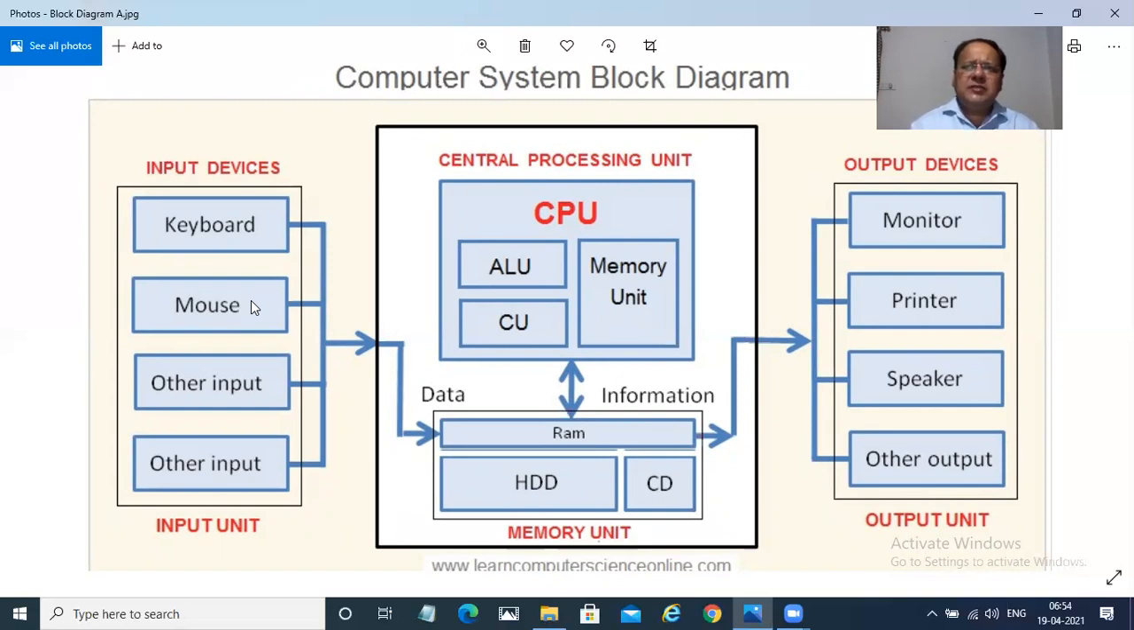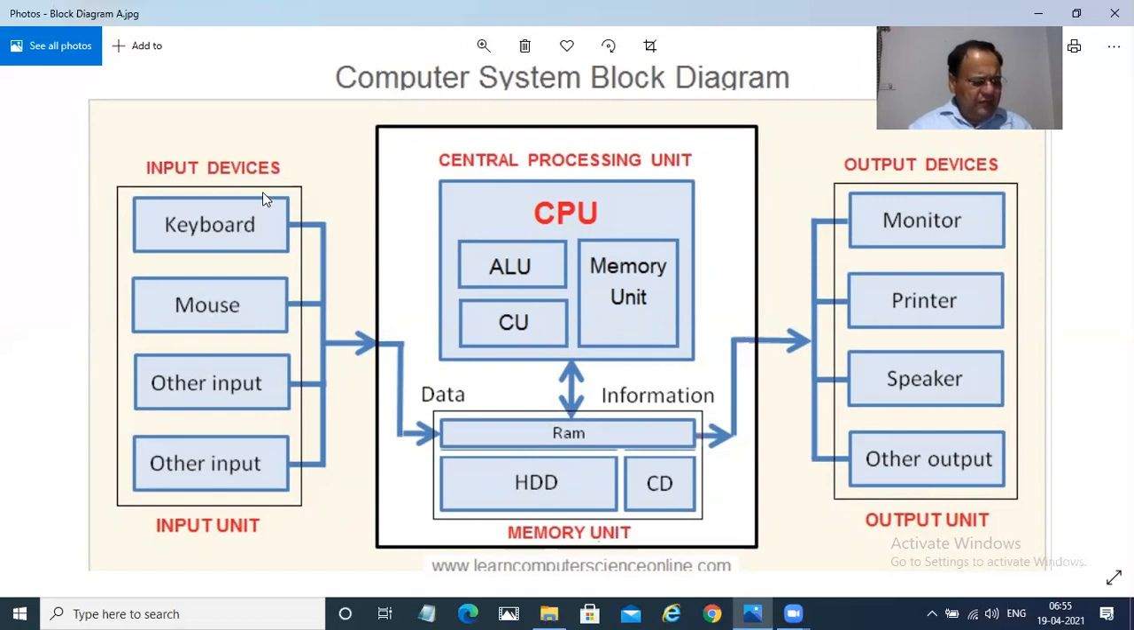Please open your 6th class book, and on the very first page, that is page number 2, you will find this block diagram. I'm talking about the 6th class book, and this is also present in your 5th class book. It is important that we understand the computer system block diagram, right? So for that, I'm trying to explain over here.